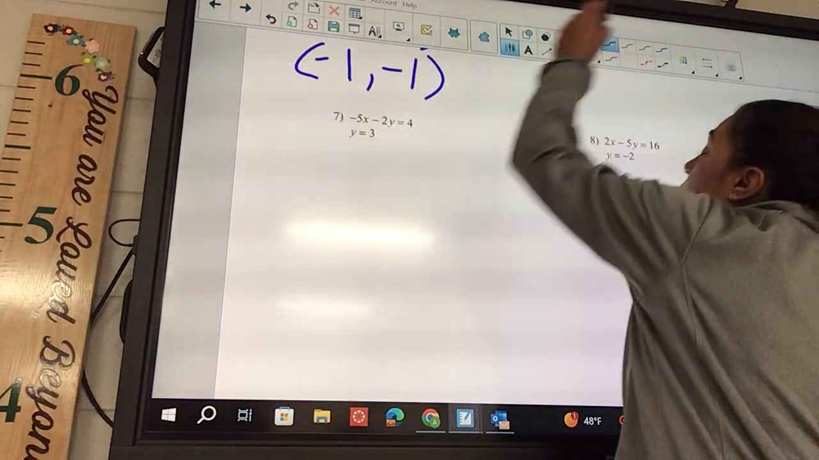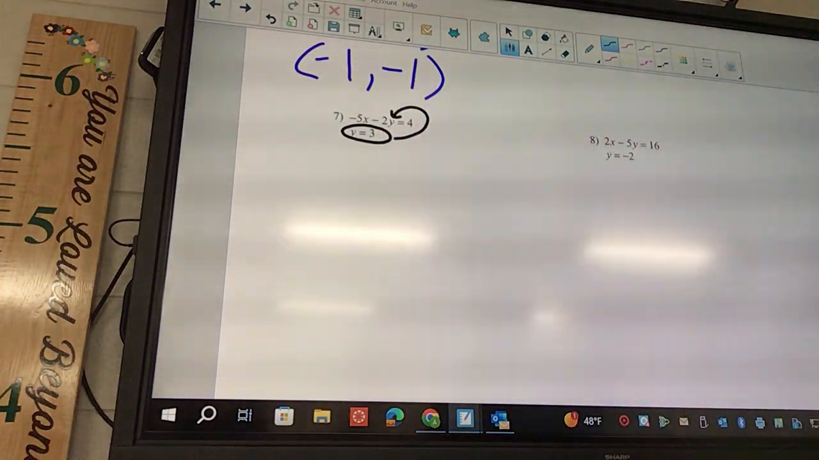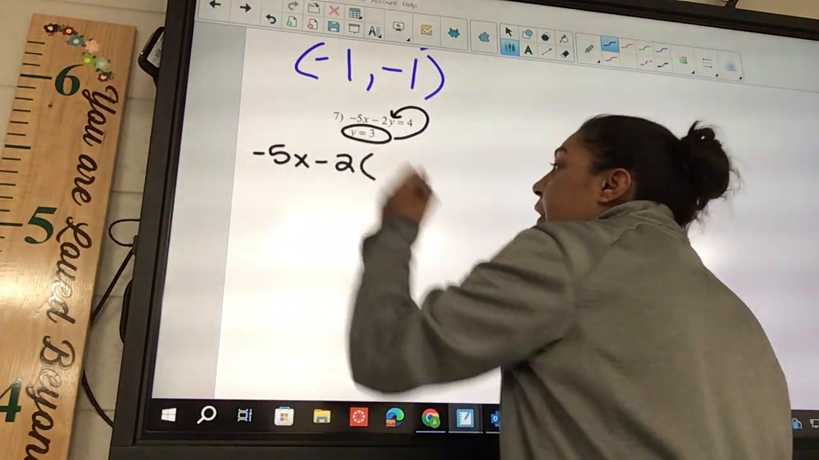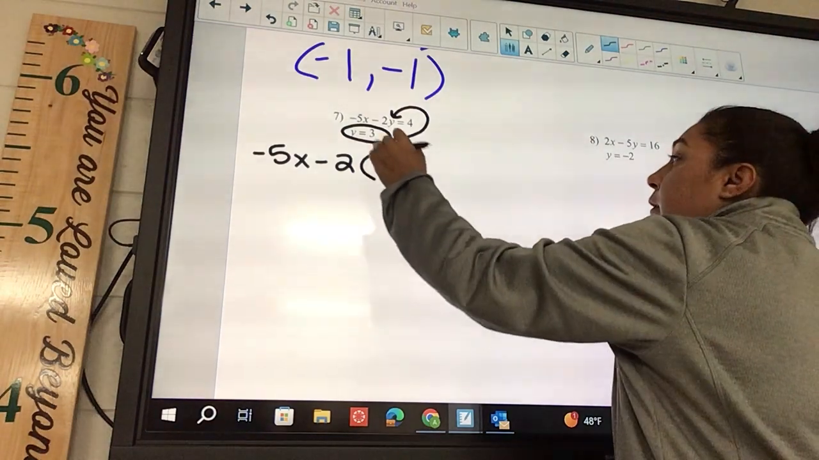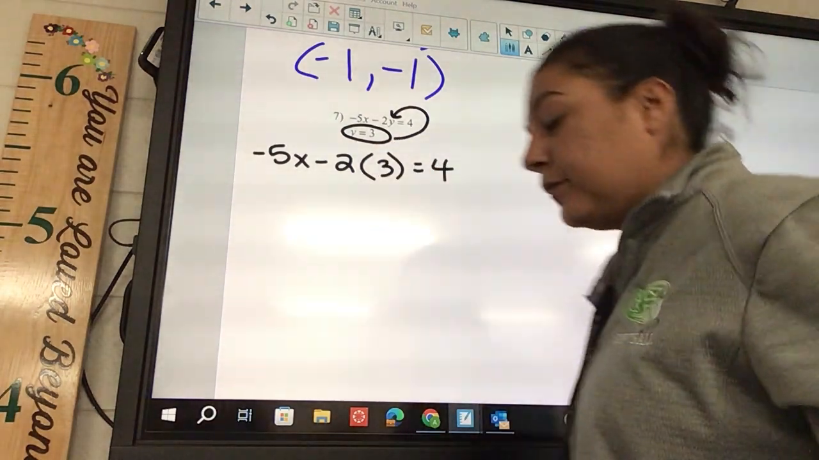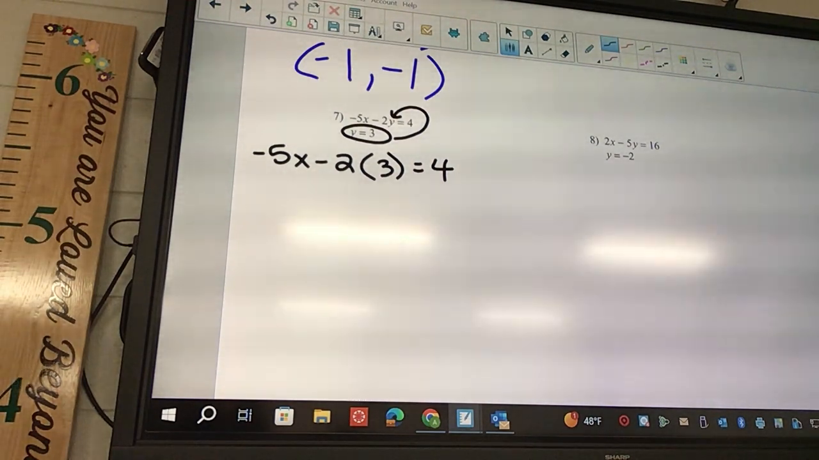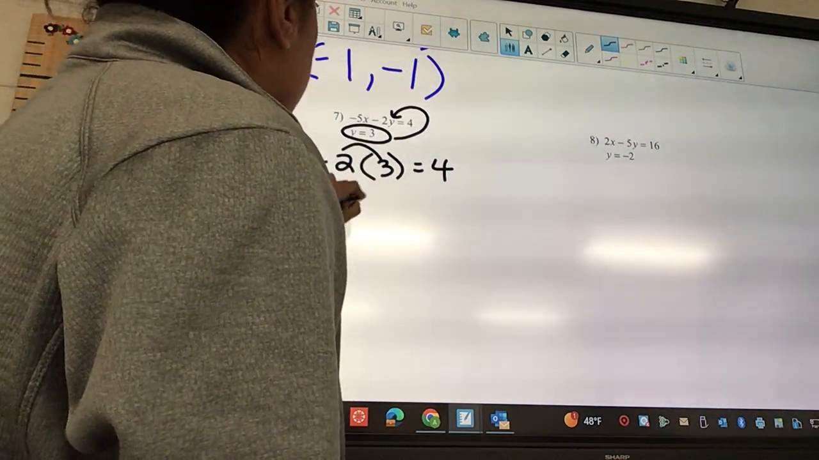Number 7, we're going to circle our y equals, and we're going to plug it into the equation above. So it's going to look like negative 5x minus 2. Instead of y, what am I writing? 3. Equals 4. Okay, and just like before, we're going to distribute. So what is negative 2 times 3? Negative 6.